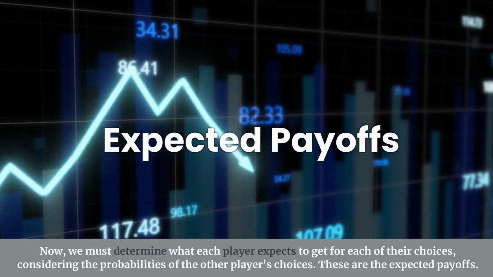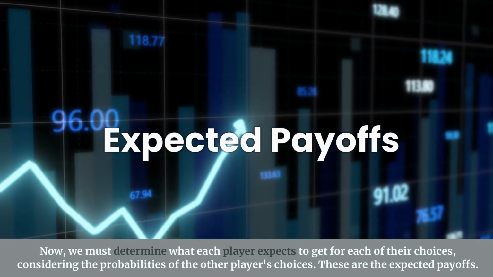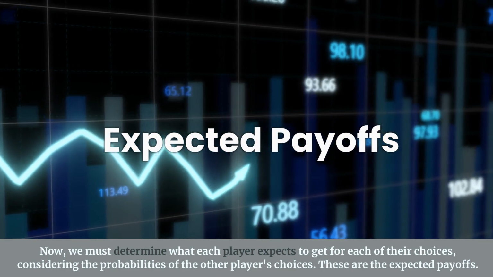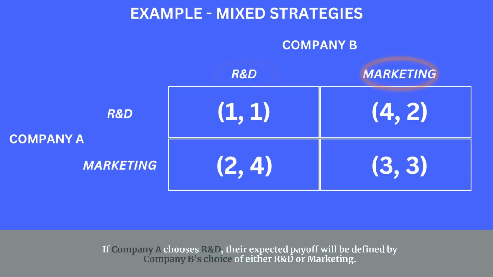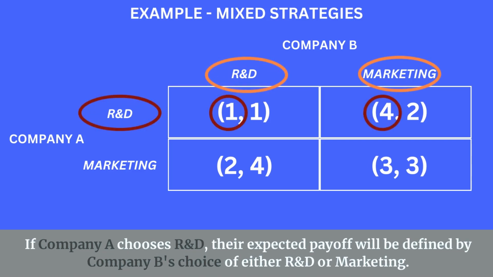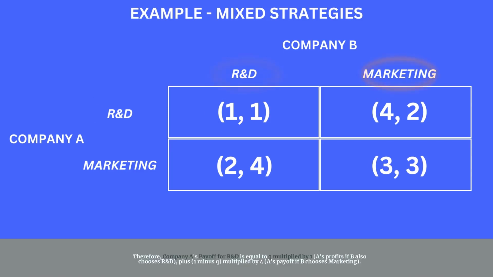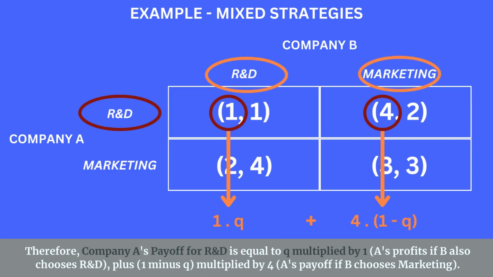Now, we must determine what each player expects to get for each of their choices, considering the probabilities of the other player's choices. These are the expected payoffs. If Company A chooses R&D, their expected payoff will be defined by Company B's choice of either R&D or marketing. Therefore, Company A's payoff for R&D is equal to Q multiplied by 1, A's profits if B also chooses R&D, plus 1 minus Q, multiplied by 4, A's payoff if B chooses marketing.